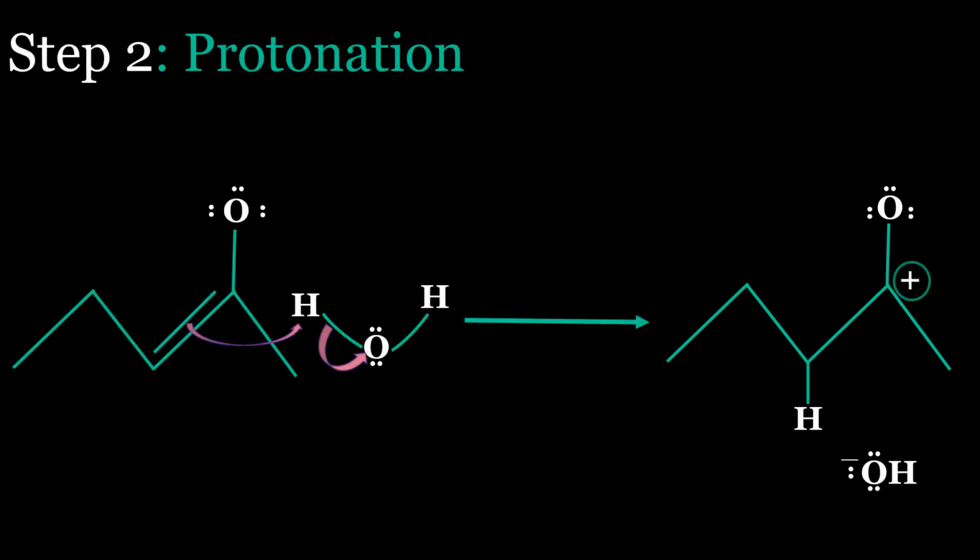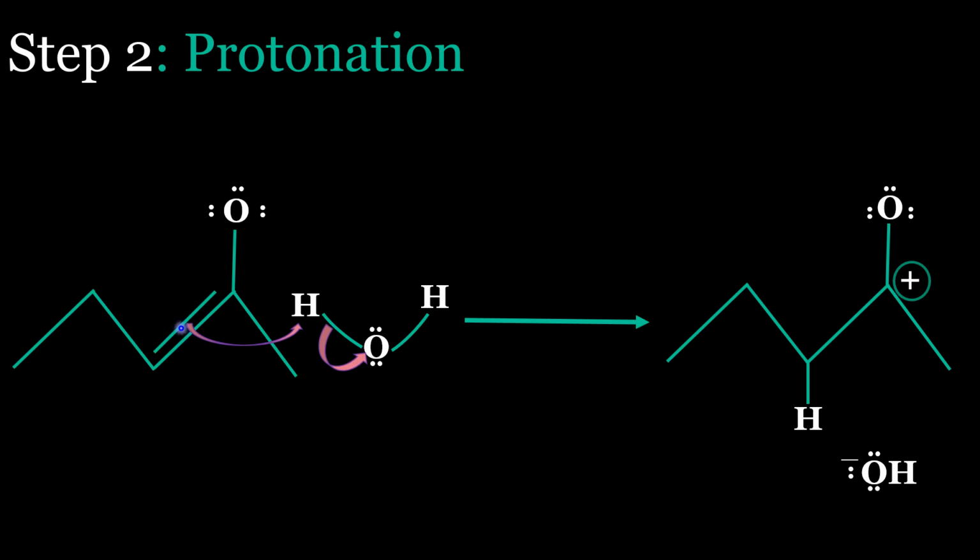Now for step 2, protonation. In this step, we're going to be making two products. But first, I want to explain what protonation is. Protonation is where a hydrogen forms a bond to another molecule. In this step, this is going to be taking place with our pi bond.